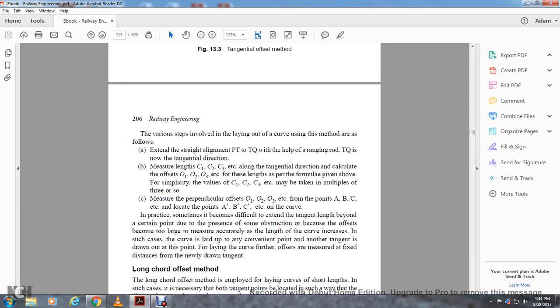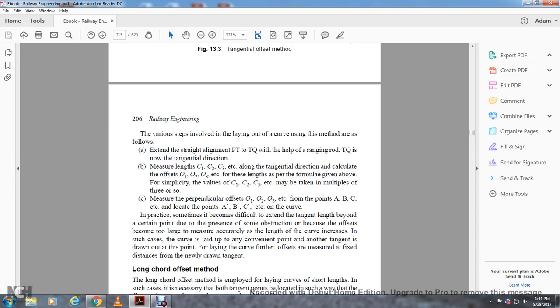Calculate the offsets O1, O2, O3 for the length of the formula given above. The simplest way: the abscissa values C1, C2, C3 may be taken in multiples of 3 or so, measuring the perpendicular offsets O1, O2, O3, set for A, B, C, etc. Locate A, B, C, etc. on the curve.